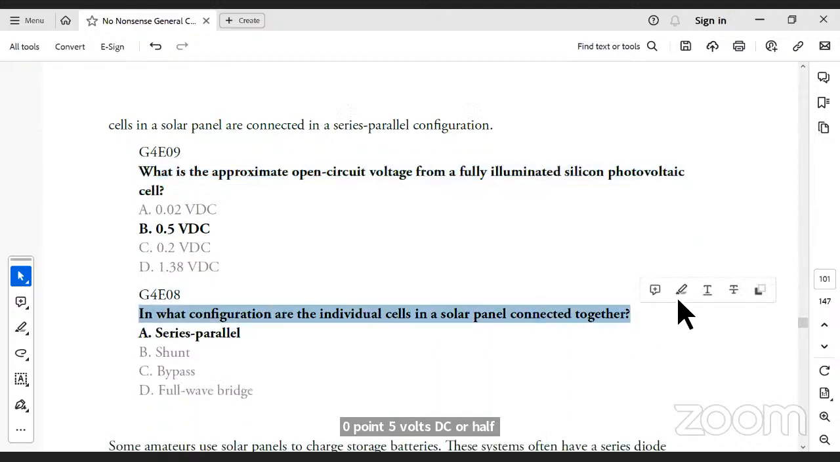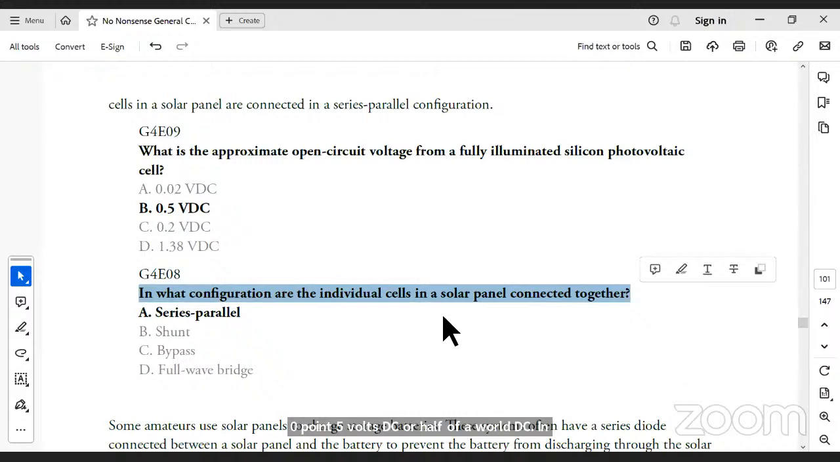In what configuration are the individual cells in a solar panel connected together? So we did say that a solar panel is made of multiple cells, and we have to connect them to be able to deliver the required voltage. And the way we connect them is cells are connected in series, yes, but those series connected cells are also connected in parallel. And when we do that, it's called a series parallel configuration.